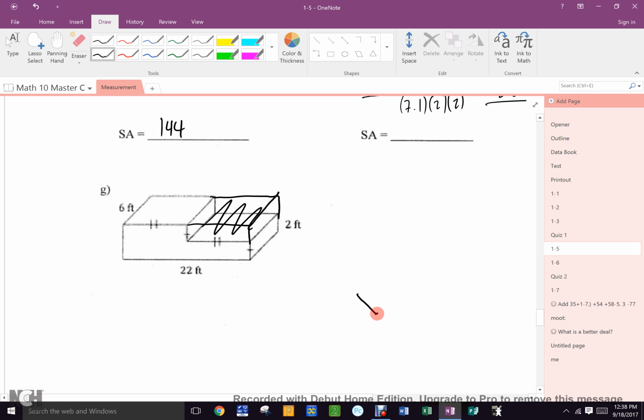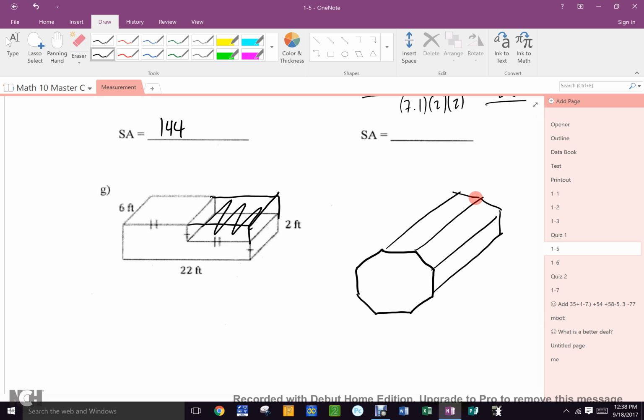If I gave you an octagonal prism, how would you find the volume? Brianna? Yeah, you'd find this shape and multiply by what? That, because that's the height. Everybody with me? No matter what. Everybody cool? Because every prism is the base shape times the height. Yeah?